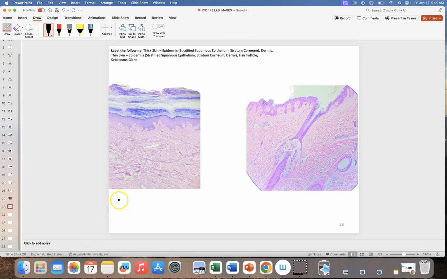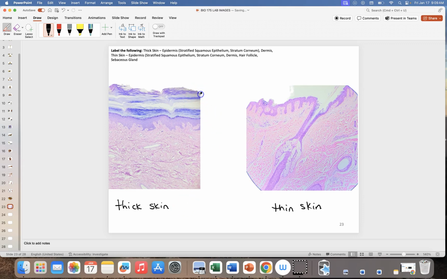If I come over here under this slide, we're going to label this slide as thick skin, and we'll talk about the reasons why in just a moment. And then over here we have thin skin. Let's start by covering these different structures, and then we'll relate back to our differences between our two types of skin. In both, we want to note the epidermis.